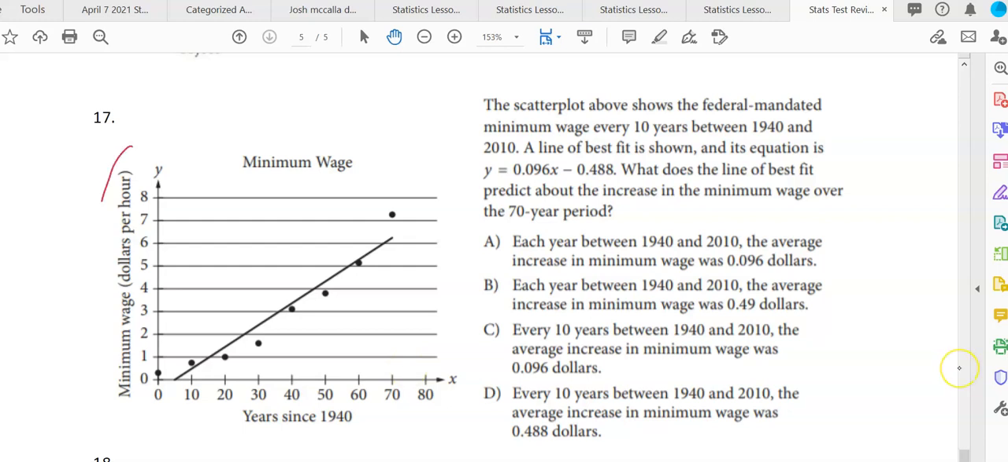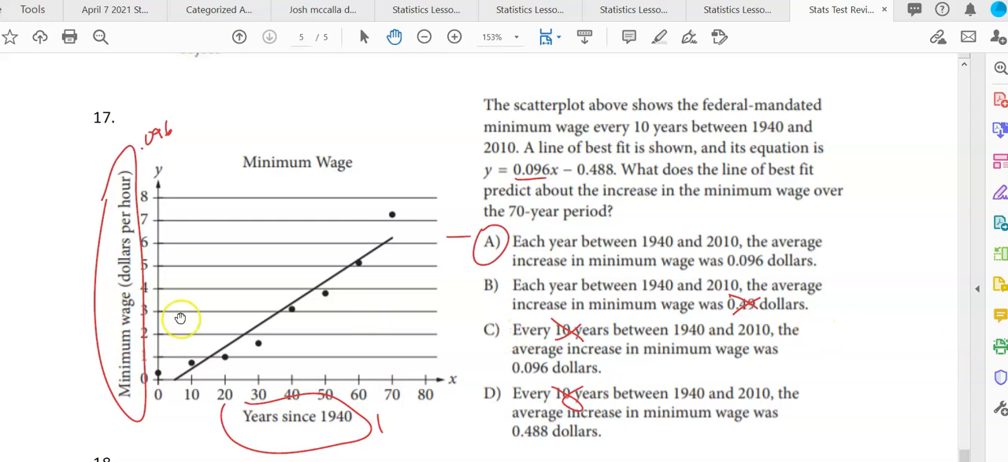So this should be the change in y, minimum wage in dollars per hour, divided by the change in x. So 0.096. This is 0.096 changing by every year. So 0.096 divided by 1 is the fraction we're talking about. So each year between 1940 and 2000, the average increase was $0.096. Another option says each year the average increase in minimum wage was $0.49. I'm leaning towards this one, but I'm just looking at all of them. The average was 0.096. No, not every 10 years. I don't think so. So I'm picking A.